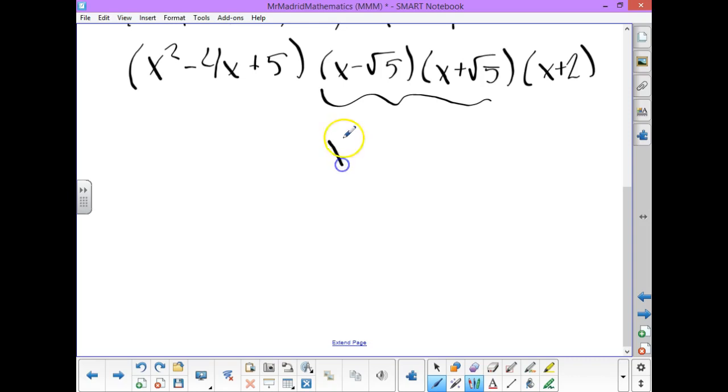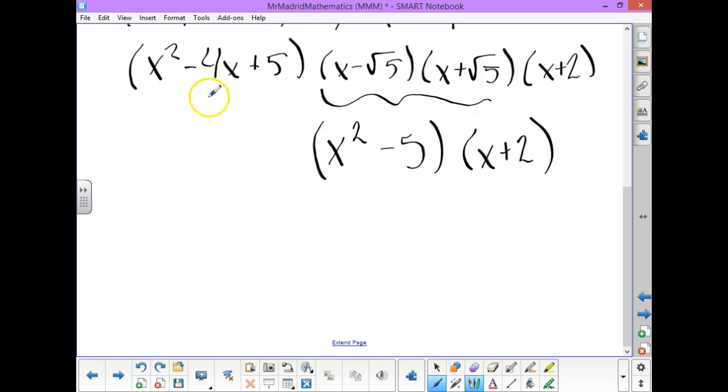So let's hasten some of this FOIL process. This should be x squared. This is a plus square root of 5x. This is a minus square root of 5x. That'll cancel, and I'm left with minus 5. Bring this down, and then bring this portion down as well. Alright, it's looking a lot neater and cleaner.